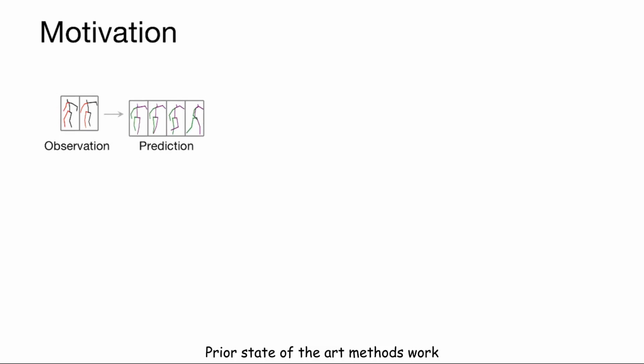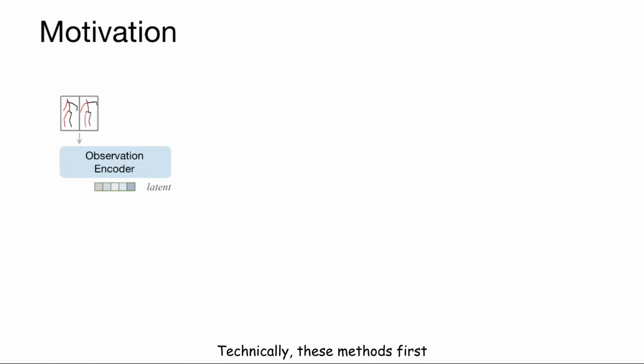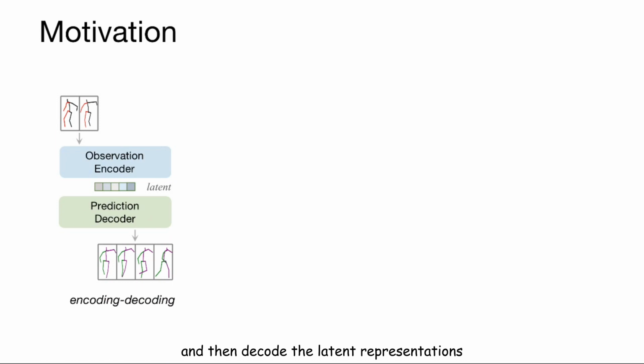Prior state-of-the-art methods work in an encoding-decoding fashion to tackle the HMP problem. Technically, these methods first encode the previous motion frames to latent representations explicitly, and then decode the latent representations into prediction results. Although these methods enjoy good performance in some scenarios, they are still unsatisfactory in practice. We detail the issues from three aspects.